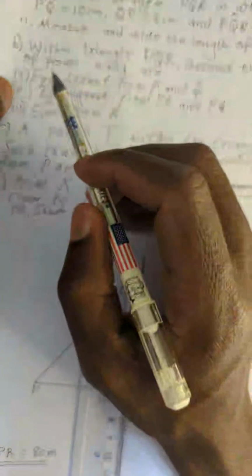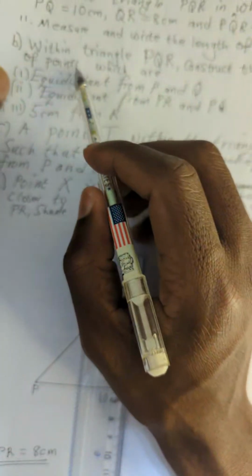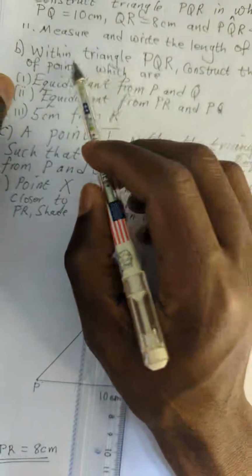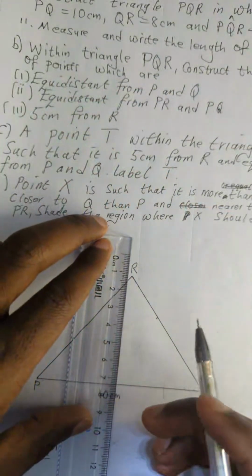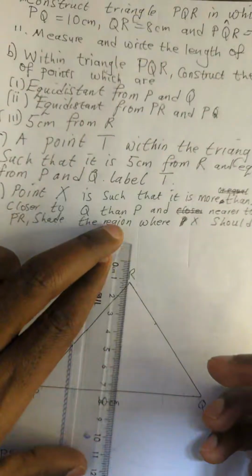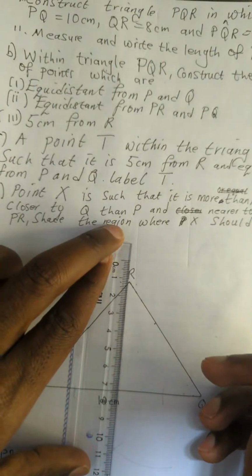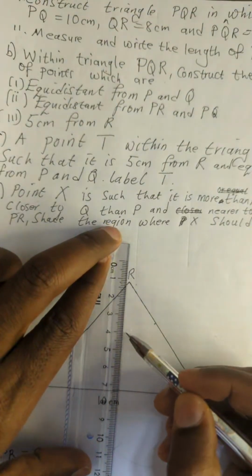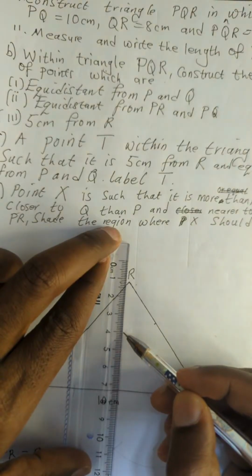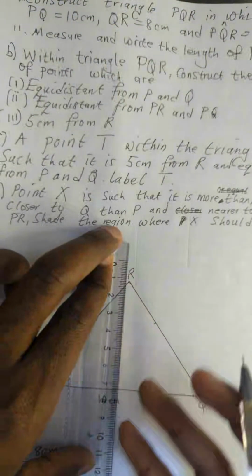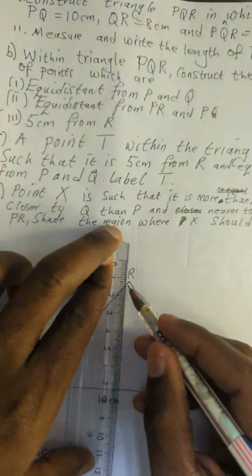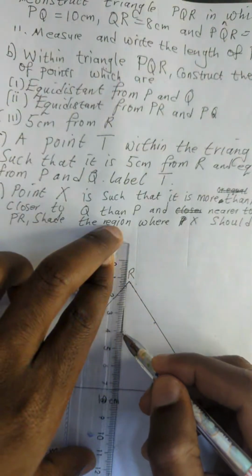Now if you read question B, it's saying within triangle PQR. So your construction should just be inside. Make sure that the line you're going to draw passes here and here where the two arcs are meeting, but don't show the parts that are outside the triangle.